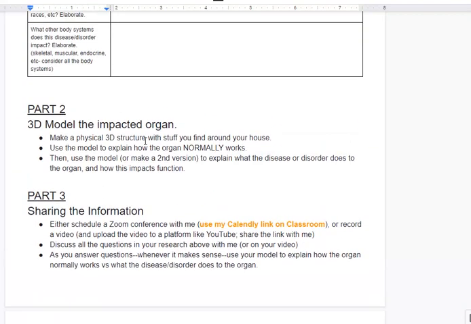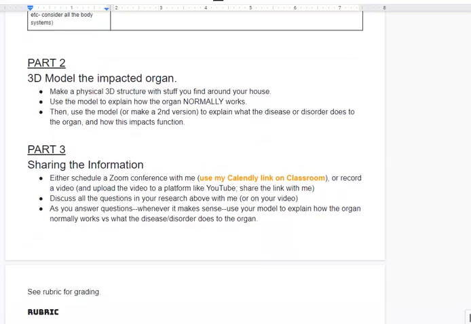Then they had to take that research to make a model of the normal organ and then show me how the diseased organ is different. And they were so creative in what they did, and it was fabulous. So the kids then would schedule Zoom with me. And I told them that, yeah, you can record a YouTube video, but if you're missing something, I'm not there to be able to ask you questions and help you get more points. So ultimately, you're more likely to get more points if you do a Zoom conference. And almost all of my kids did a Zoom conference.